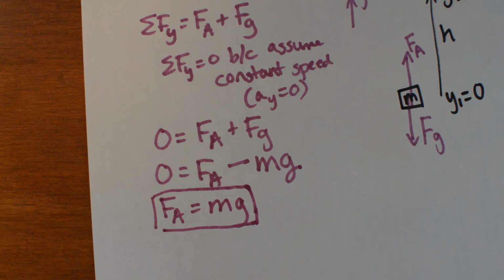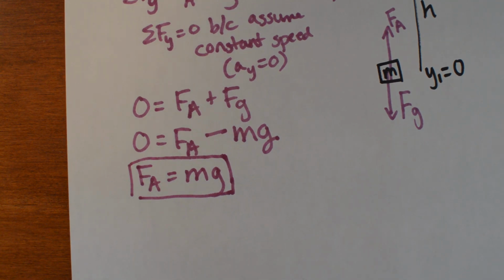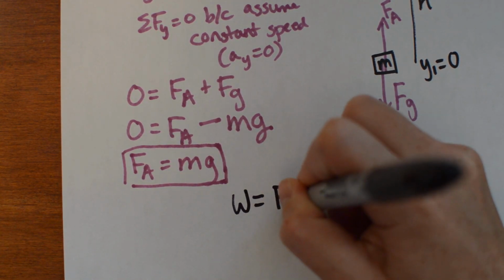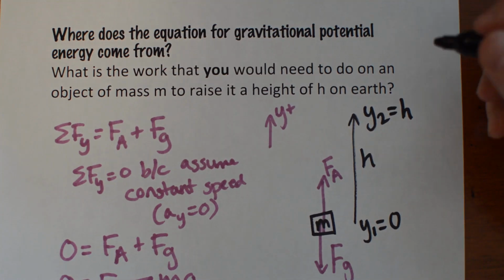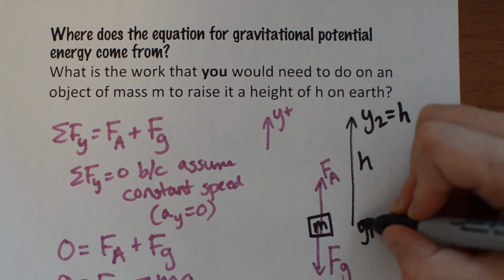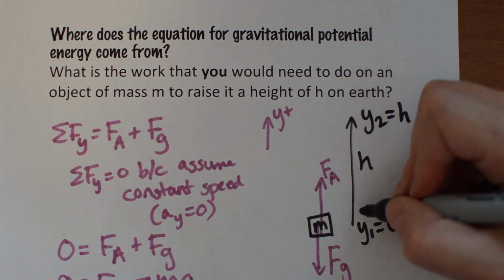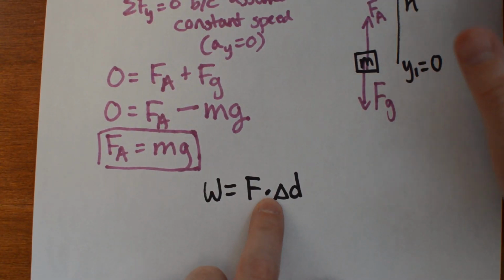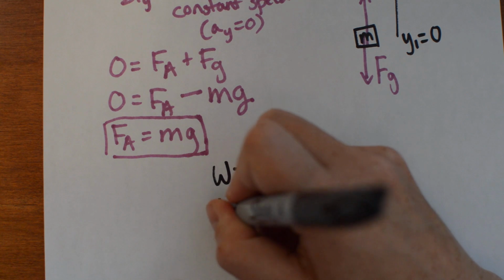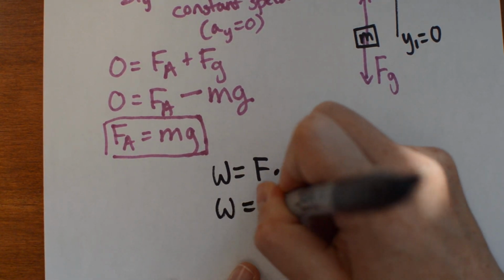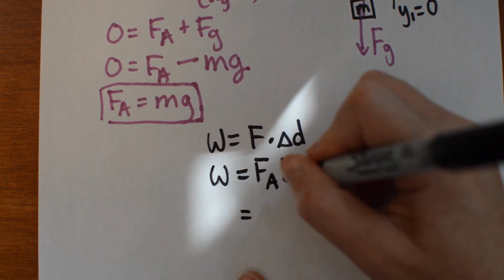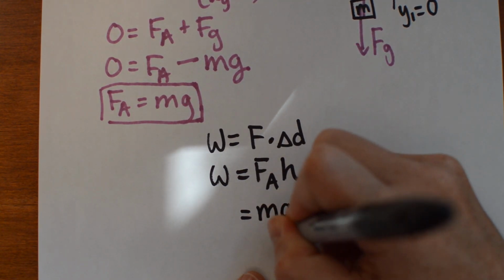What I want to know is what's the work done to raise that mass a height of h. So work is F dotted with displacement. Here, the force is straight up, and the displacement is also straight up. So those are parallel to each other, and my dot product can just become multiplication. That means the work is just Fa multiplied by h, or I'll plug in what Fa is, mgh.